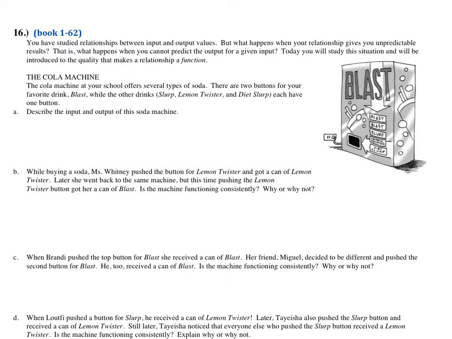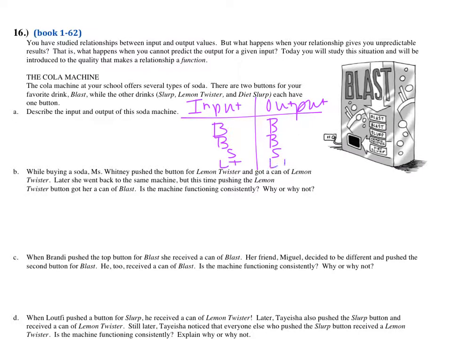This last problem that we're going to look at is all about functions, and a function for every input there's one output. So we have this soda machine, and we want to describe the input and output for the machine. So there are two, I'm going to abbreviate here just because I don't have a lot of space. So we're going to say input and output. So there's a button for blast, blast comes out. Another button for blast. We have S for slurp, LT for lemon twist, and DS for diet slurp. So those are our buttons.